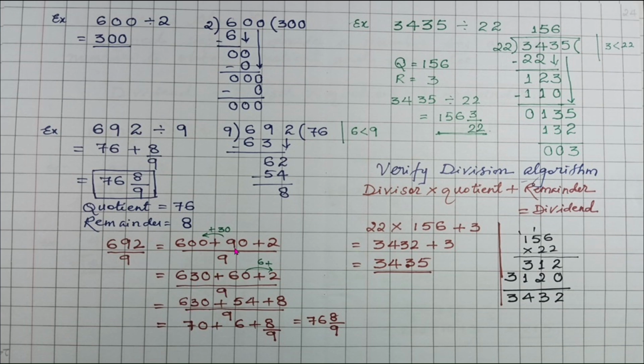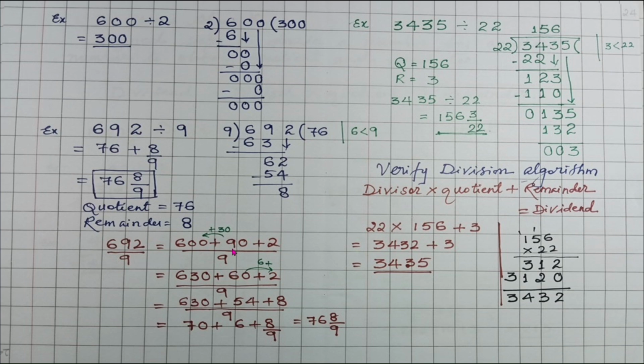I have taken 30 from this, it becomes 60 here. So now I have to transfer the 6 to 2, that becomes 8. Here it becomes 54. So 54 I can divide by 9, I get 6. Now 8 is divided by 9. Therefore the answer is 70 plus 6, 76, and 8 by 9.